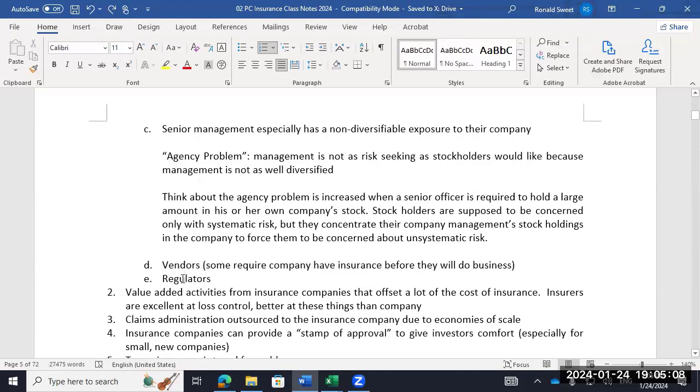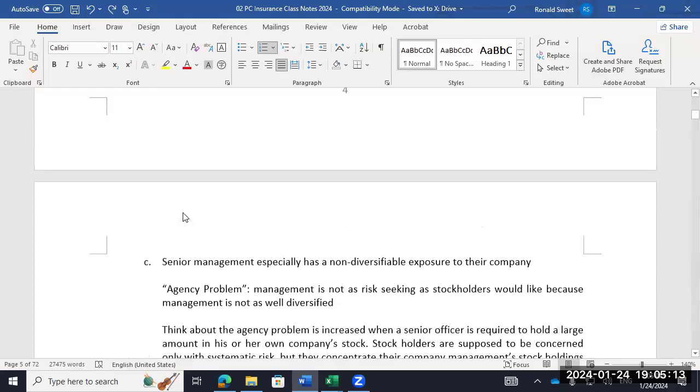Regulators, they don't really care about companies doing well. They're just worried about companies going insolvent under their watch. So they tend to say buy the insurance, and they may require it.